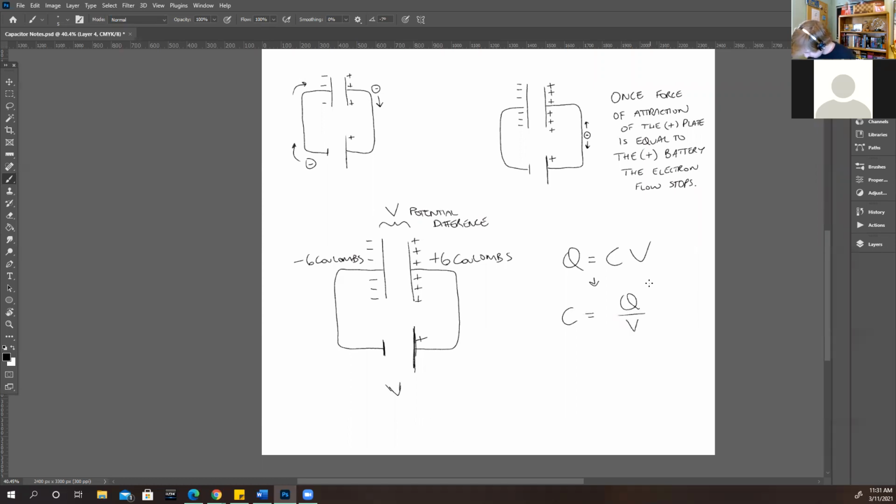Q is the amount of charge on one plate. And V is the potential difference. And that's voltage.